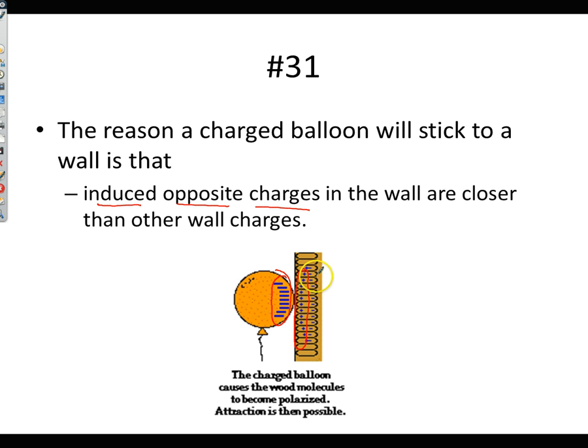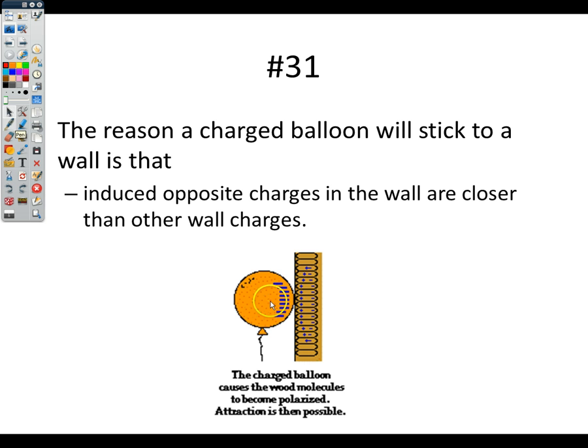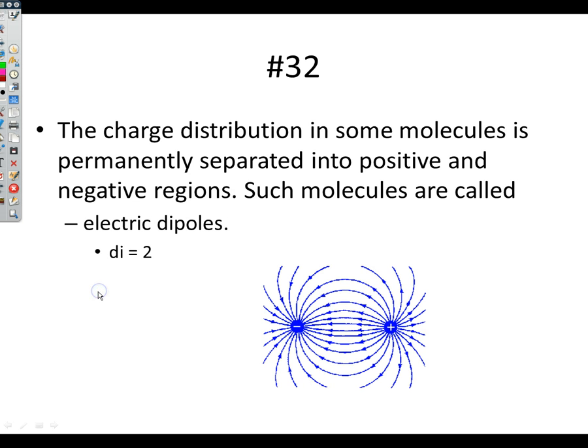And they are much closer than the other charges, which are actually pushed away, because the negative charge here and the negative charge on this side will actually push each other apart, whereas the positive and the negative in the wall and the balloon will attract each other, and that's why you get such a tremendous force between the two. And because electricity is stronger than gravity, that balloon will stay right where it is.